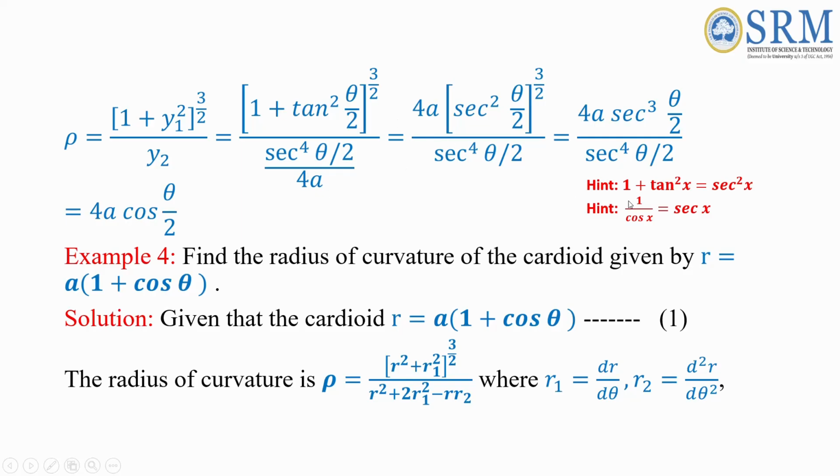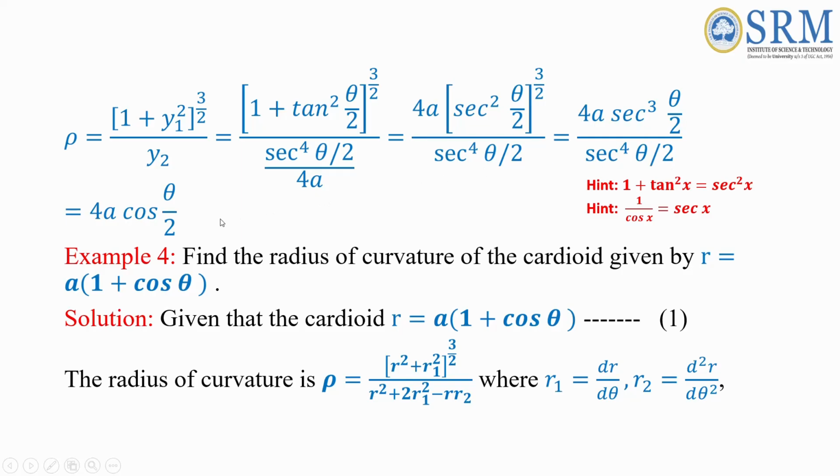But by using this identity, 1 plus tan square x equal to secant square x, the numerator becomes 4a into (secant square theta by 2) whole power 3 by 2 whole divided by secant power 4 theta by 2. Okay, so we have the power 3 by 2. After using the power law, we are getting 4a into sec cube theta by 2 whole divided by sec power 4 theta by 2.